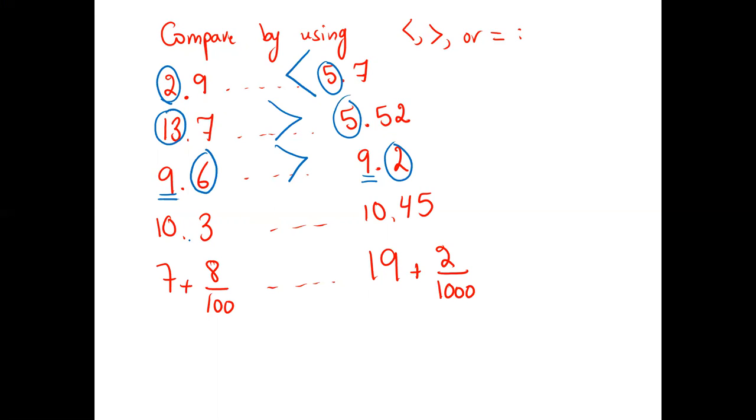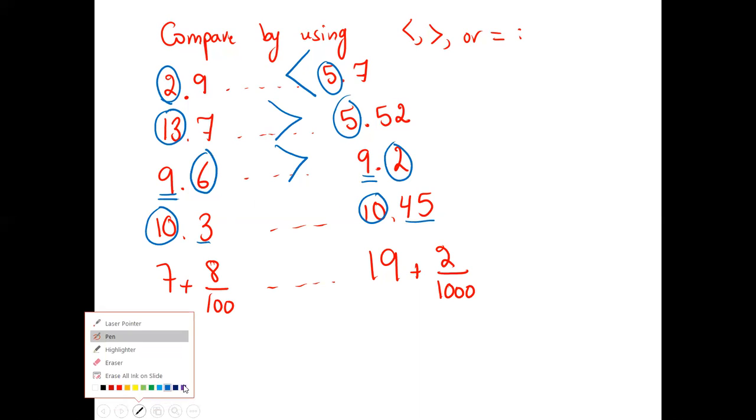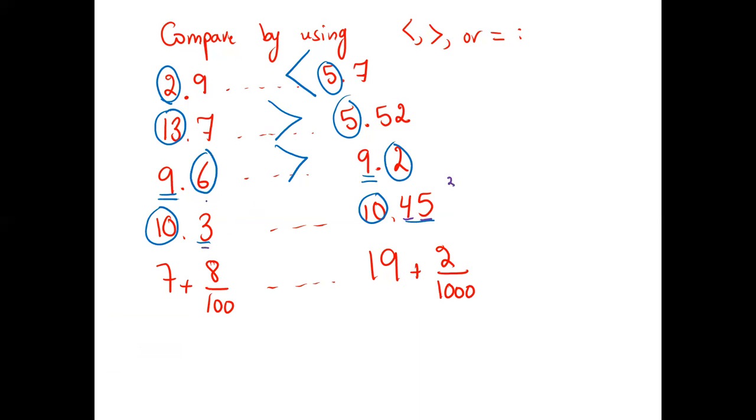The second one, 10.3 and 10.45. Both of them have the same whole part, 10. Now we look at the decimal part. Here it's 3, here it's 45. Can we say that 45 is bigger than 3? No, we can't. Here there's a trick. Do you remember from grade 4? Before I compare the digits, we should count them. How many digits do we have here in the decimal part? We have 2 digits, whereas here we have 1 digit.